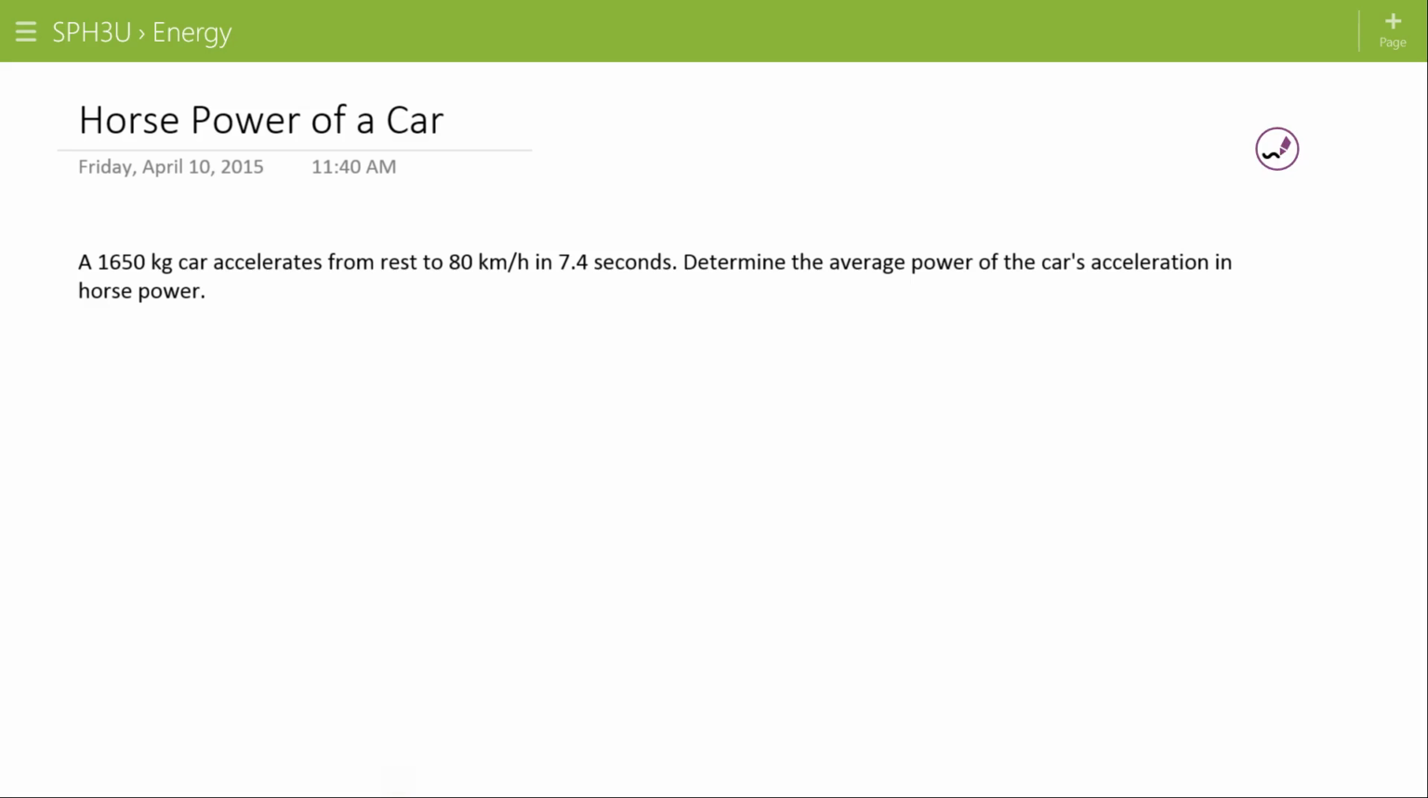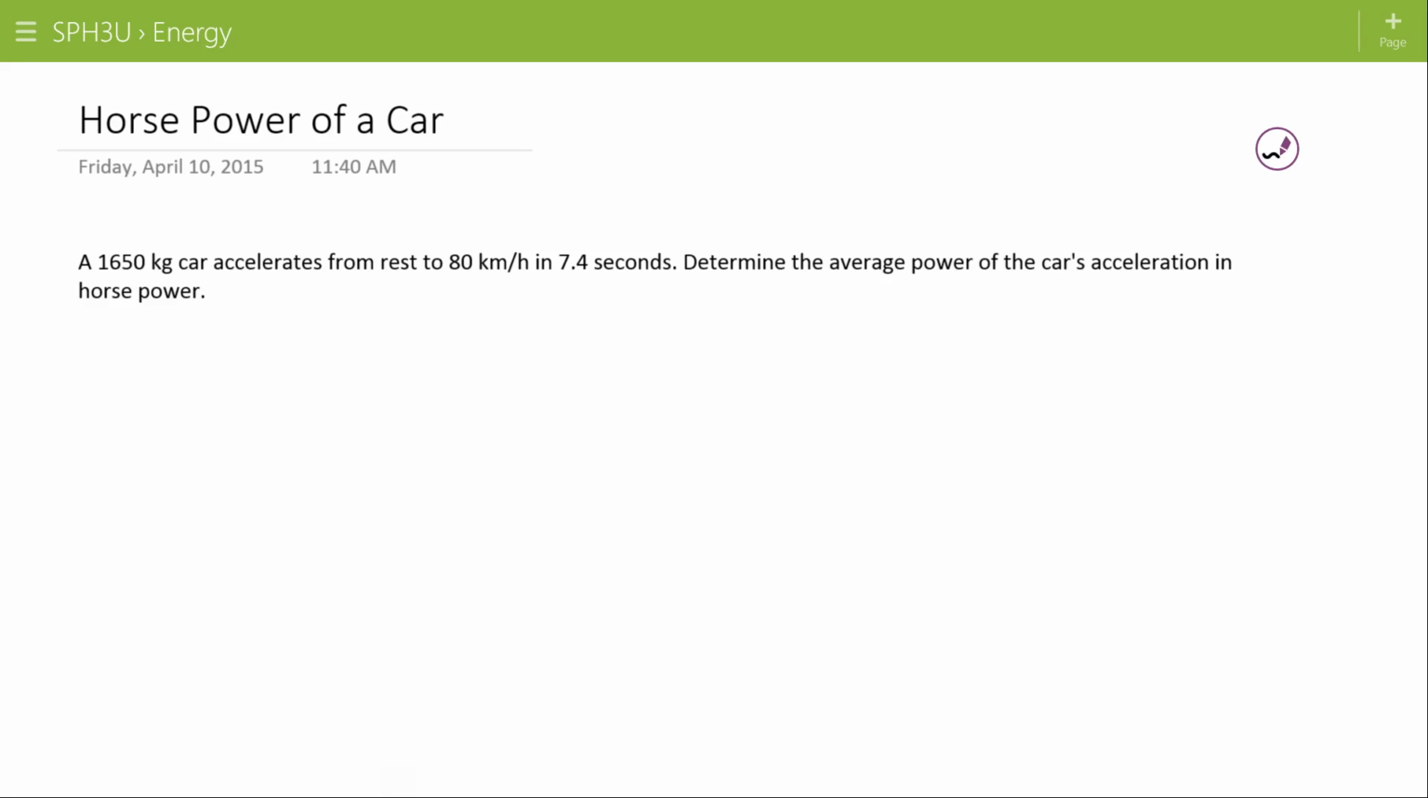Okay, in this video we're going to do a work calculation, and then using that work calculation we'll find the power, since this work will be happening in a specific amount of time. And then using that we'll convert the power into horsepower. So a 1,650 kilogram car accelerates from rest to 80 kilometers per hour in 7.4 seconds. Determine the average power of the car's acceleration in horsepower.